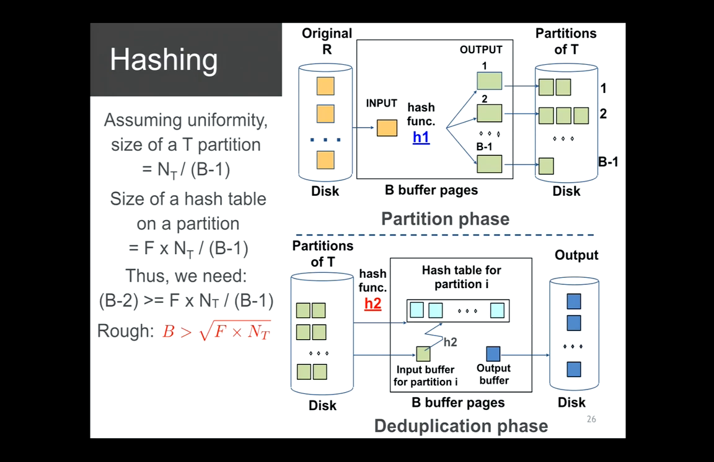Is this clear? How we got this calculation on the constraint of the amount of buffer memory available for this whole process to work seamlessly?